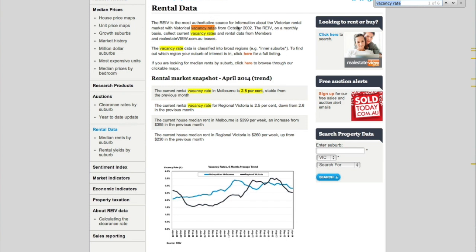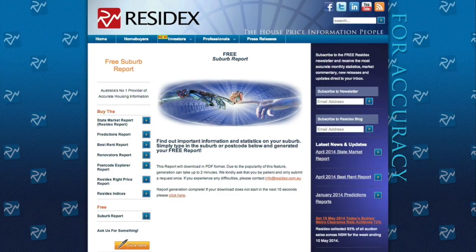But before we go there, I wanted to show you, this is residex.com.au, and they've got all sorts of reports that they sell to investors and buyers. They're not free. You need to buy these reports off them, but they do have a free suburb report. And this is like a suburb profile that many websites sell, but it's got a few different things. Now I've already got one out because it takes a little while to populate the report.